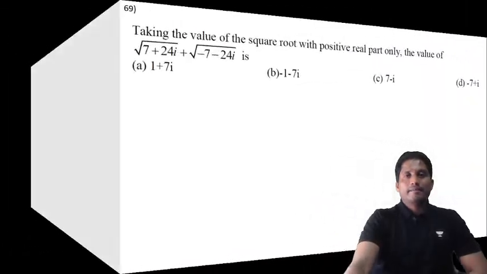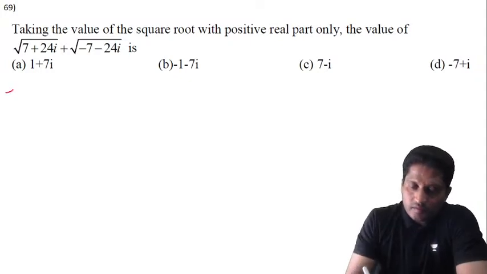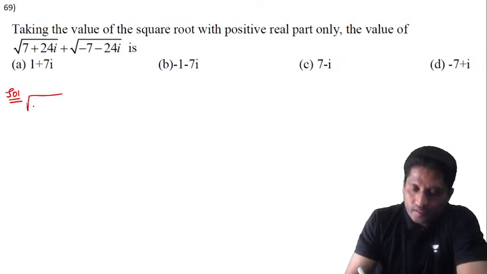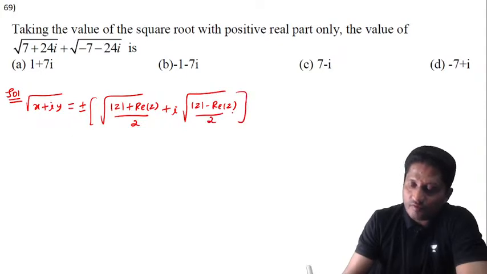Question number 69. Now listen. If you want to find the square root of a complex number z = x + iy, the root of z is equal to plus minus root of (modulus of z + real part of z)/2 plus i times root of (modulus of z - real part of z)/2. You will use this formula if the imaginary part of z is greater than 0.